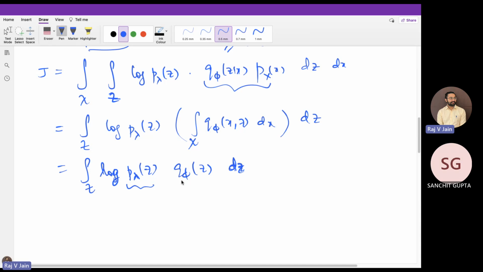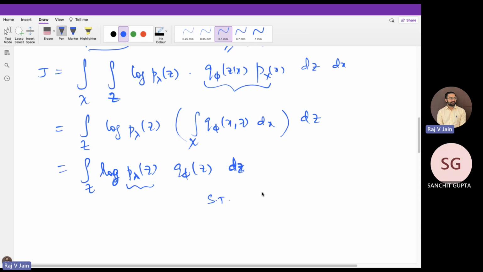Greater than 0? Is that enough? Okay. In the constraint, the integral of P lambda Z should be equal to 1. Right, because we are differentiating probabilities now. Probabilities, so we need the constraint.